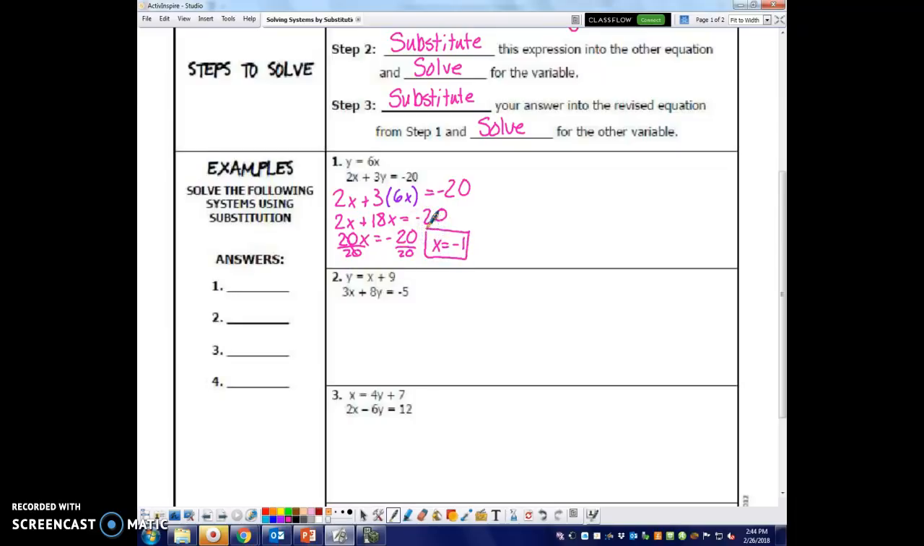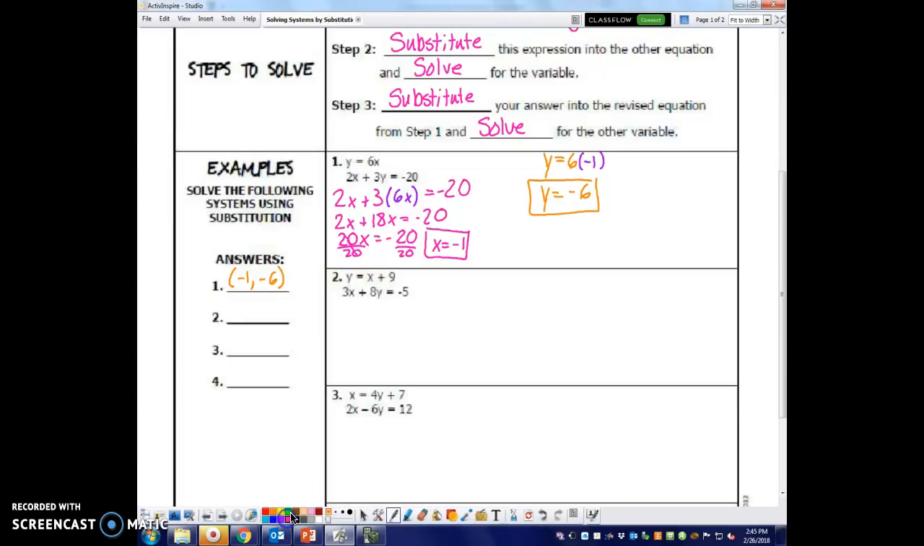So now that we have x equals negative 1, we're going to go back to this first equation, because now we need to find y. y equals 6 times what do you think? Well, what does x equal? x is negative 1. So now instead of x, we're going to put that negative 1. Okay, so now y equals, what's 6 times negative 1? Negative 6. So we have that x is negative 1 and y is negative 6. So the answer here will be negative 1, negative 6. Okay?